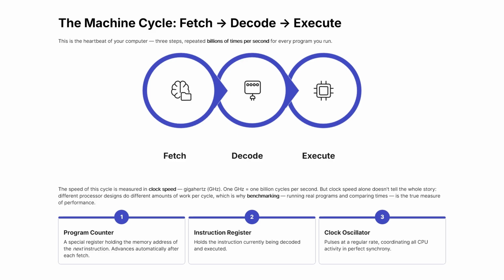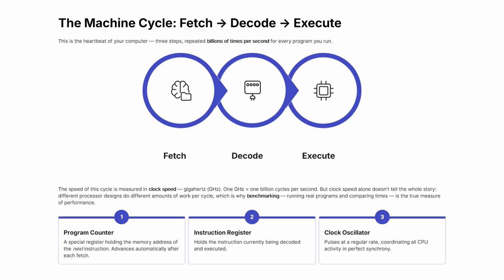Fetch the next instruction. Decode it. Execute it. Repeat. The speed at which a computer does this is measured by its clock speed. Your computer has an internal clock, an oscillator, that pulses at a regular rate, coordinating all of this activity. Clock speeds are measured in gigahertz today. Gigahertz. 1 gigahertz means a billion cycles per second.